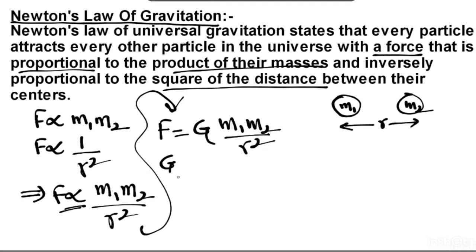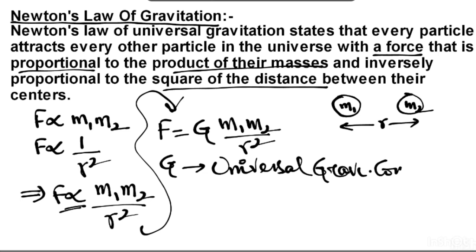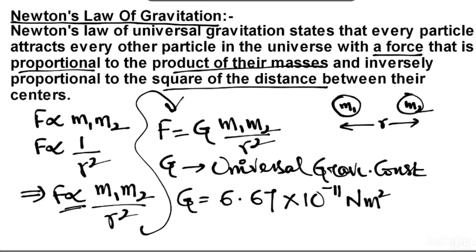This constant G is called the universal gravitational constant, and its value is 6.67 into 10 power minus 11 Newton meter square per kg square. You don't have to worry about the units, because you can derive the units using the formula. The force of attraction between these two bodies is given by G m1 m2 by r square.